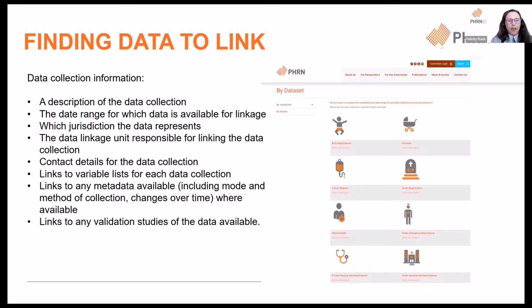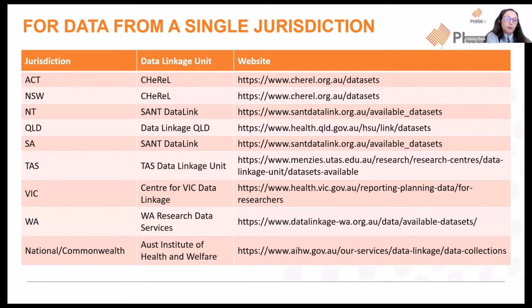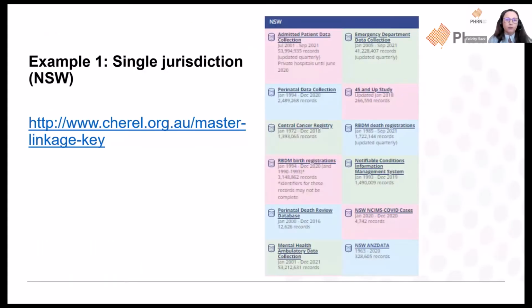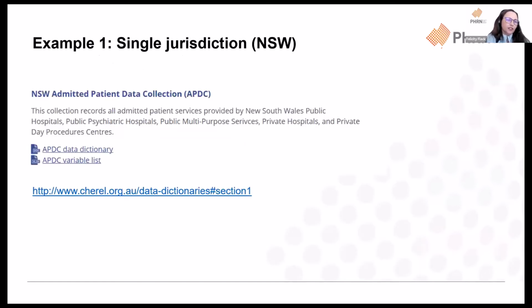If you're just interested in a specific jurisdiction, then the best place to start is to contact or go to the website of the linkage unit for that specific jurisdiction. And you'll see all of the links for them there. The sort of information that you'll find, so this is from New South Wales, from Cheryl, is lists of the major data collections. And then if you click on them, you'll get more information and access to data dictionaries and variable lists about the more detailed information about those data collections.